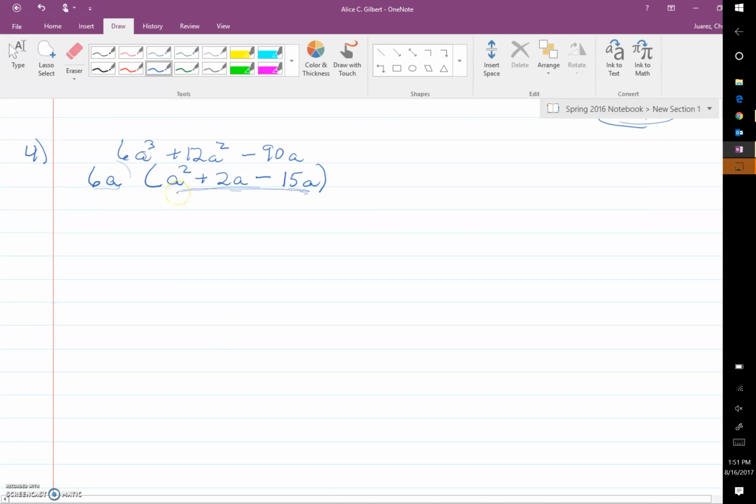Then rule number 2, is it a special factoring form? It is not. Rule number 3, is it a trinomial? It is. This has a 1 coefficient. So we're going to do double bubble.